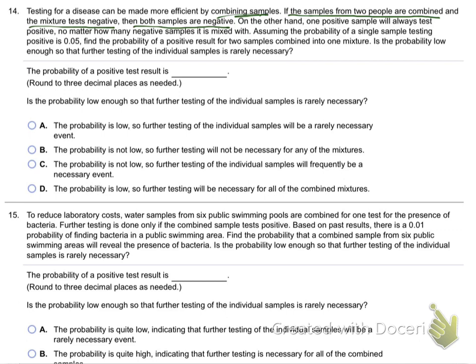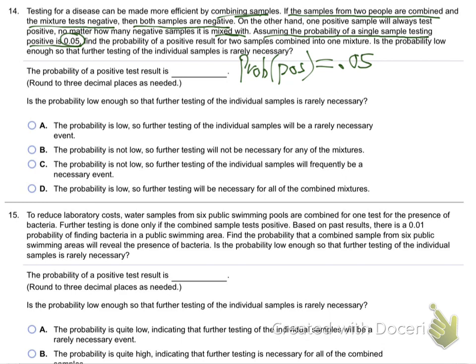Does that make sense? So let's talk about the probabilities about that. That's what they're doing here. So if 2 people's samples are combined, and the mixture comes out negative, then both are good, both negative. On the other hand, 1 positive sample will always test positive, no matter how many negative samples it's mixed with, right? So if one in the batch is positive, the whole thing comes out positive. Assuming the probability of a single sample testing positive is 0.05. So let's write that down. The probability of positive is 0.05. 5% chance that somebody's going to have this disease or whatever it is they're testing for.